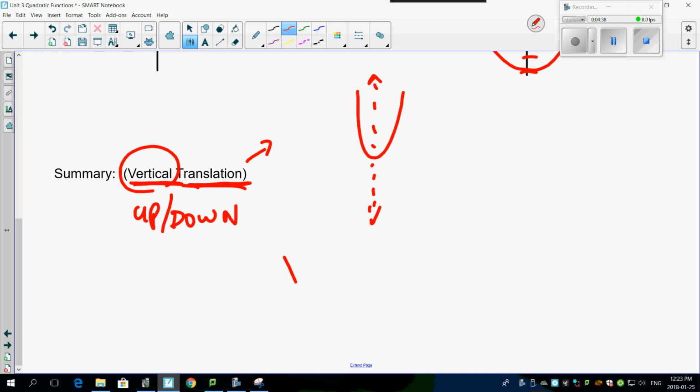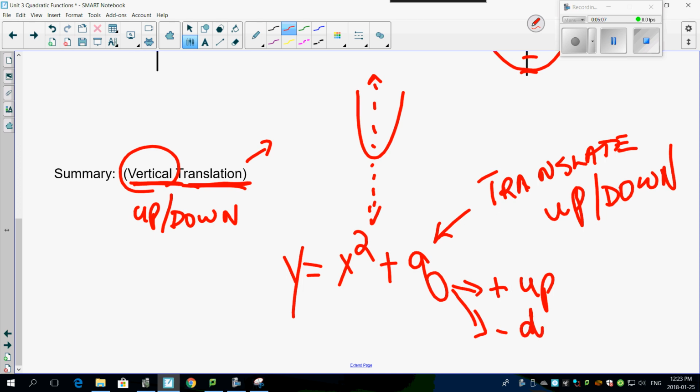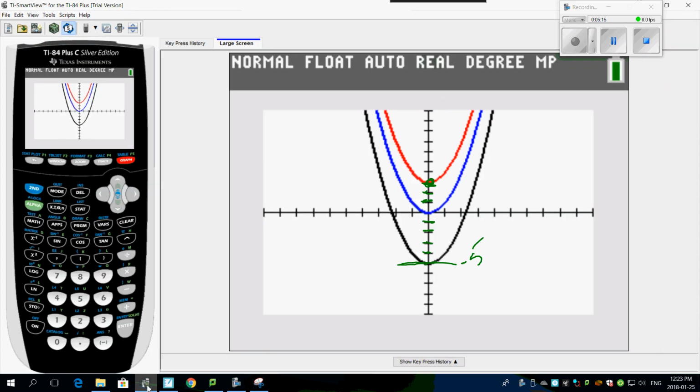So when we're in the shape of y equals x squared plus q, why do I pick q? You'll see in a minute. But x squared plus q means I'm going to translate this up or down based on the sign. So if this is positive, it goes up. If this is negative, it goes down. Very important to notice that. And you can play around with this. I suggest you go out and boot up the calculator and start playing around with the values, because I think it's kind of neat to see.